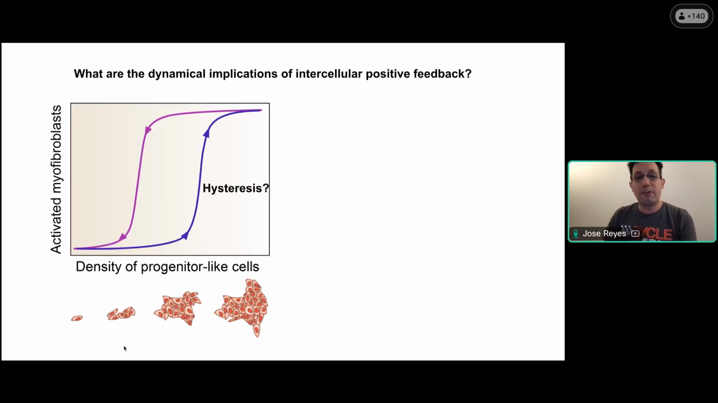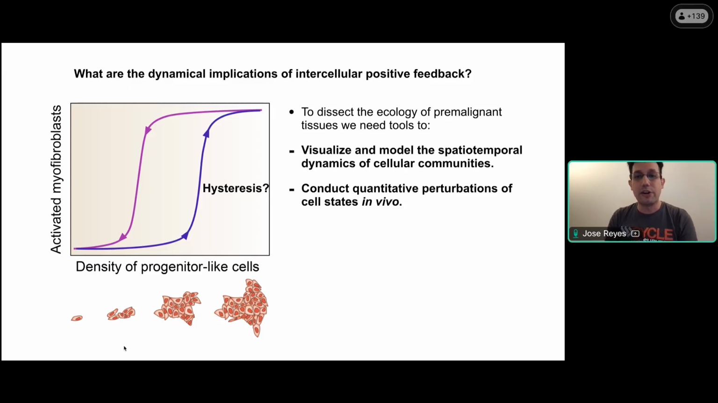Similarly, is there a critical number of cells that initially have to accumulate in order to build the niche to begin with, a phenomenon known as hysteresis, where we have two distinct tipping points? And in order to understand these questions, we need new tools to dissect the ecology of premalignant tissues. In particular, we need to visualize and model the spatiotemporal dynamics of cellular communities in vivo, and to conduct quantitative perturbations of cell states in a similar manner to how we conduct quantitative perturbations to molecules.